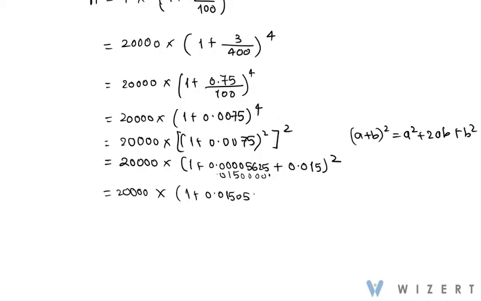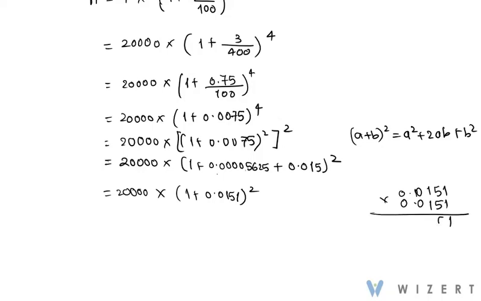And since this 5625 is greater than 5000, we will round this off to 0.0151. So this all is gone and this entire thing is rounded off to 1 whole square. Now again we will use the same formula, that is a plus b whole square. So 0.0151, 0.0151. Let's find the square of this number first.